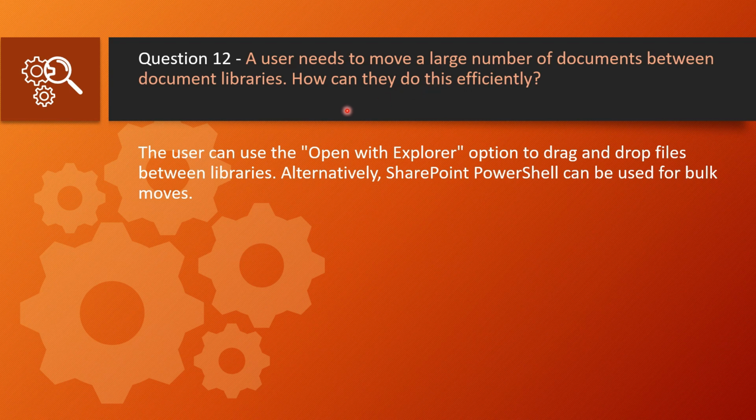For that we need to use the SharePoint feature Open with Explorer. You will be able to see that option in the document library settings. From here you can drag and drop between the libraries whatever files you want to move from one library to another. You can also take the help, if required, of SharePoint PowerShell for bulk movement.